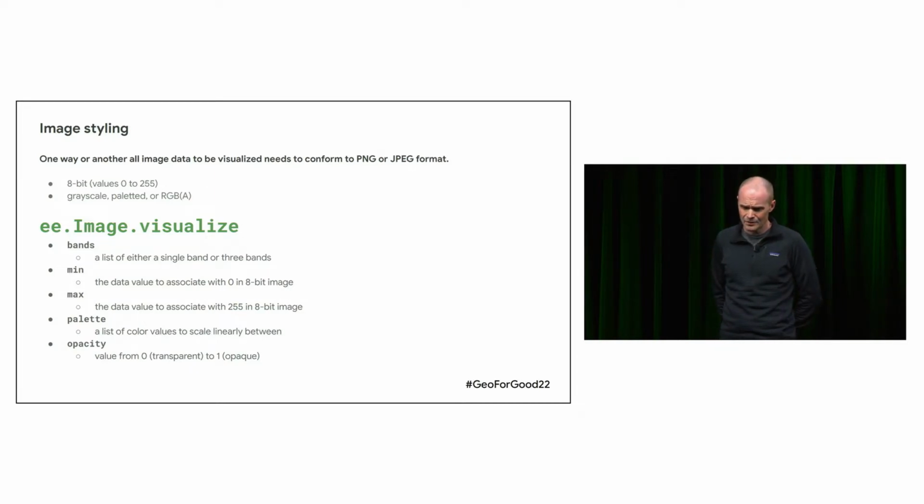And so imagine that you had data that went outside the range of the value 255. You need some way to compress it. And we do that through these parameters in visualize. We select a band. We want to visualize this band. And we want to visualize this value, a minimum, to a value, a maximum. We can optionally apply a palette to this data range, and also an opacity optionally.